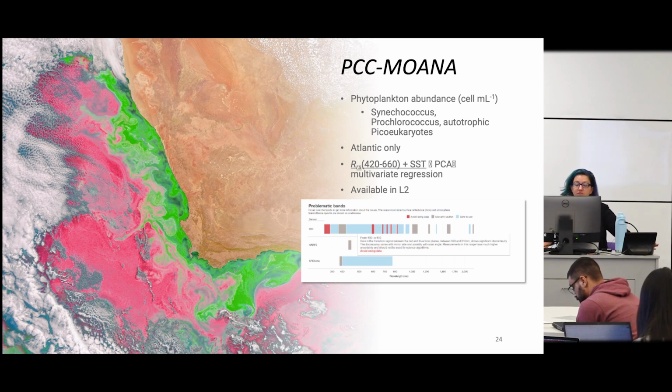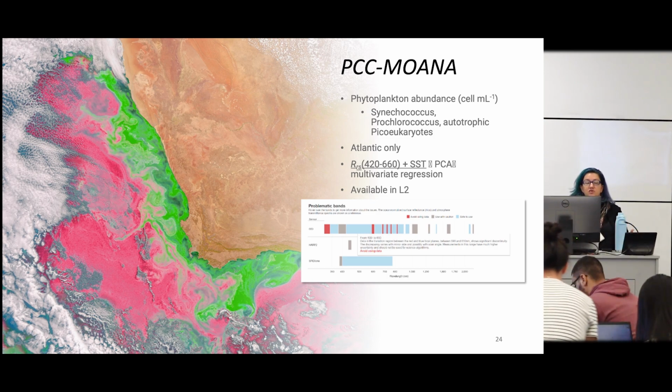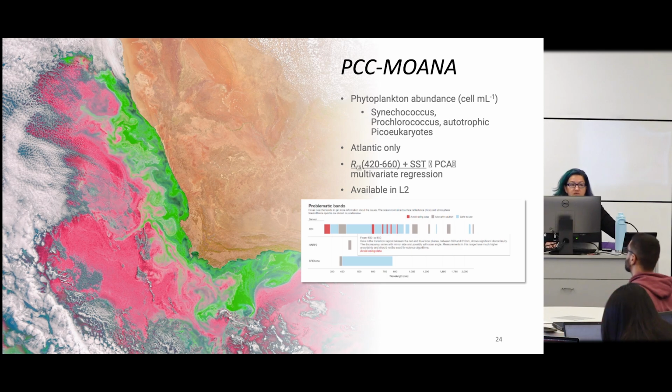And Moana is a very elegant way. It's using empirical data. It's only for the Atlantic. It's using remote sensing reflectance in the 420 to 660 region, which is kind of cool because it'll take you back to this schematic, and it's avoiding all the problem regions in the absorption spectra. That's good. And then it's also using sea surface temperature, combining that through PCA and multivariate regression with in situ data to get the composition of 3 specific phytoplankton types for the Atlantic. These are the teeny tiny things that I really don't like to think about. They're extremely important, and they make the oceanic gyre stick.